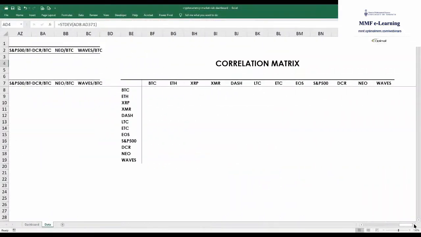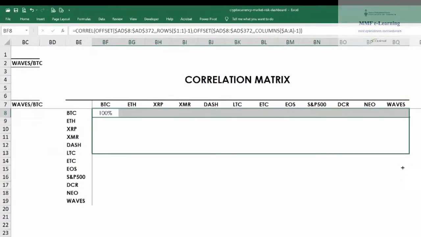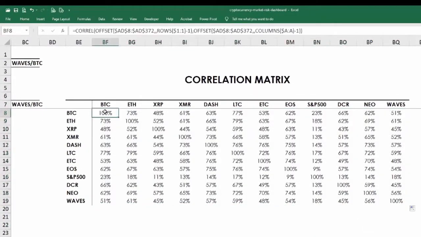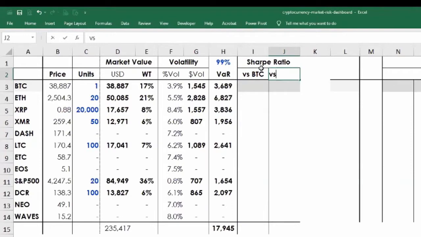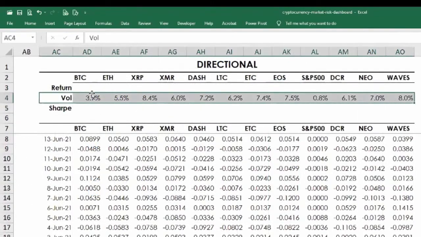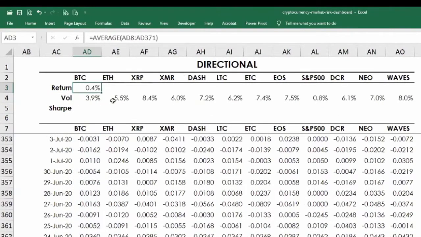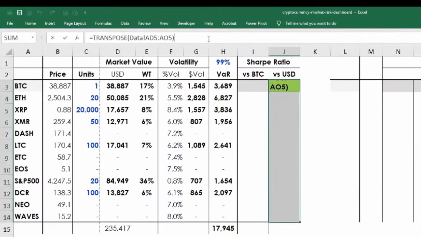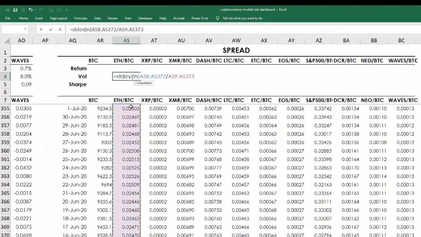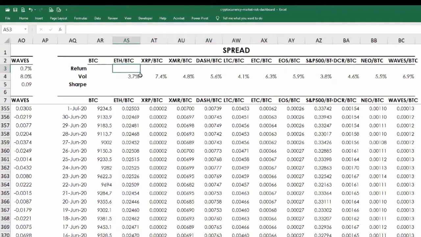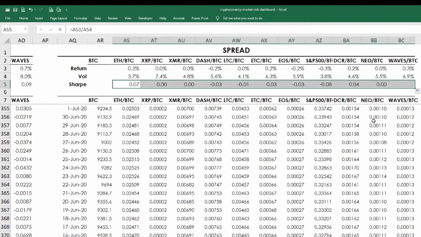This matrix can be calculated using a closed-form solution. Portfolio volatility can then be calculated, also in a closed-form solution, using risk measurement as a foundation for portfolio management. We calculate a Sharpe ratio as the ratio of the average of log returns to volatility. The Sharpe ratio is calculated also for the spread between cryptocurrencies and Bitcoin, using log returns for each cryptocurrency's price differential or spread versus Bitcoin's price.